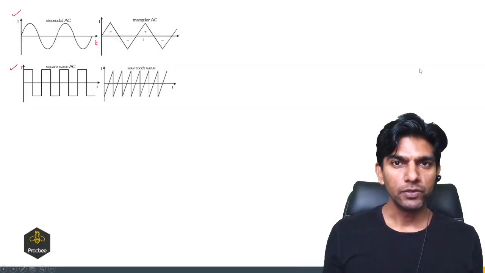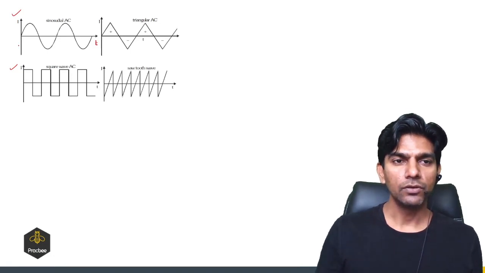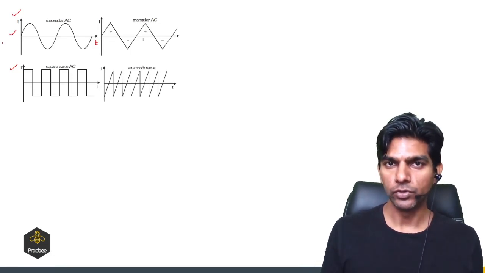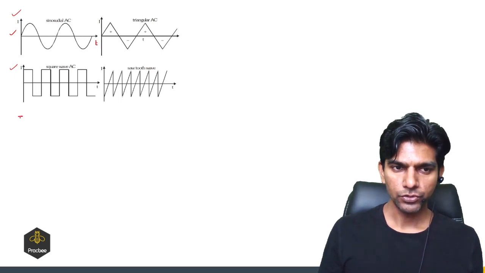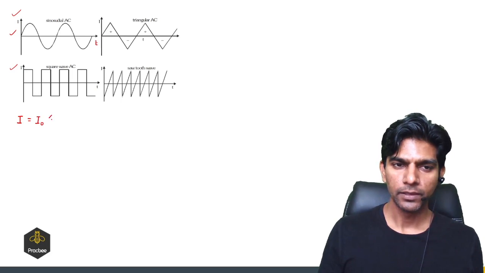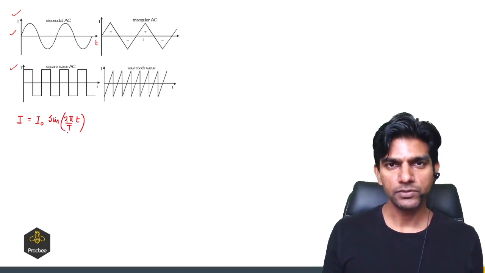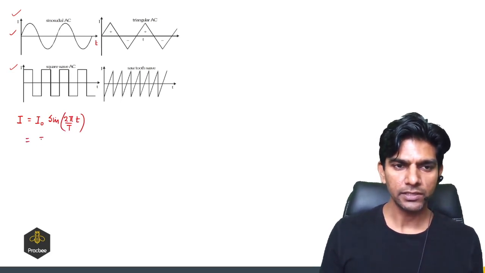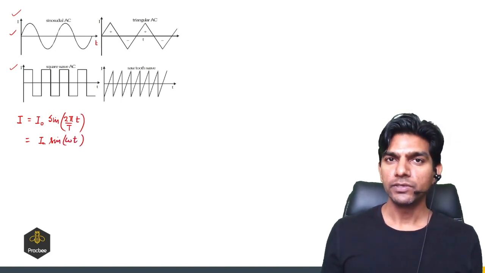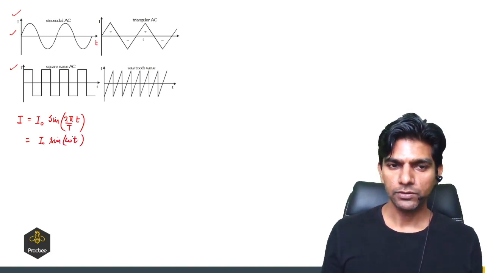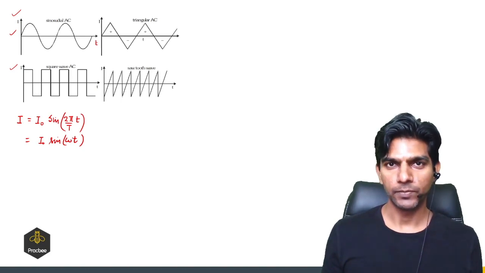In this chapter, we will focus majorly on sinusoidal currents or voltages. And if I want to show a sinusoidal current, I can show it like this: I equals I naught sine (2 pi by capital T) times small t. Now this is a typical example of sinusoidal current, or I can also write this as I naught times sine omega t, where I naught is the peak value of the current and omega is the angular frequency of oscillation. So that you have to remember.